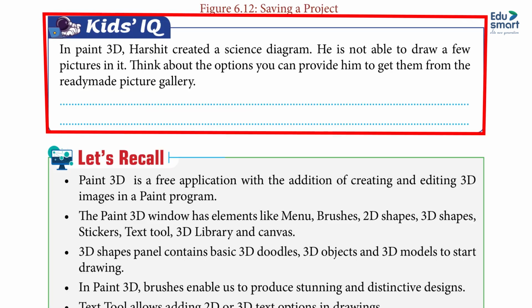Kids IQ. In Paint 3D, Harshit created a science diagram. He is not able to draw a few pictures in it. Think about the options you can provide him to get them from the ready-made pictures gallery.